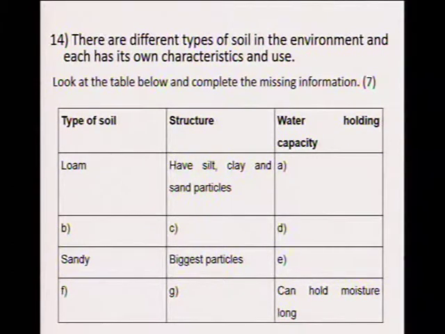So there are different types of soil in the environment, and each has its own characteristics and uses. Using the table below, complete the missing information. You have the type of soil, the structure, and then the water holding capacity. With the loam soil, that's the type of soil. Then you have information on the structure: it has silt, clay, and sand particles. That means that loam soil has silt, clay, and sand particles.